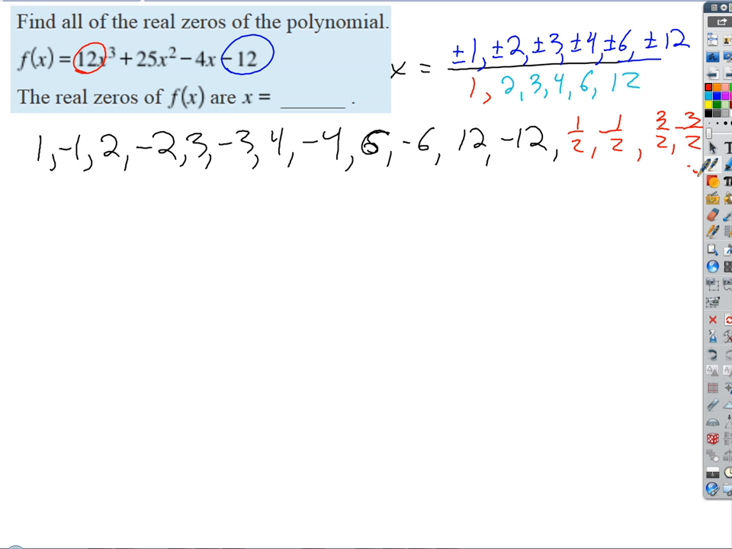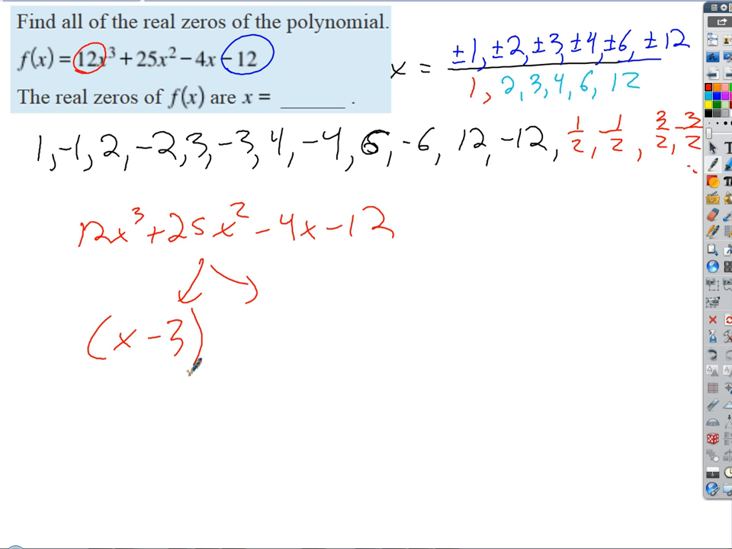works, right? Once we get one that works though, we're in great shape, because if I could factor this cubic, right? So if I could find a 0 that worked, that would be like factoring out x minus that 0. So let's just say, for example, that 3 worked, right? Then you see that that would take this 12x cubed plus 25x squared minus 4x minus 12 and break it up into x minus 3 times whatever's left over.